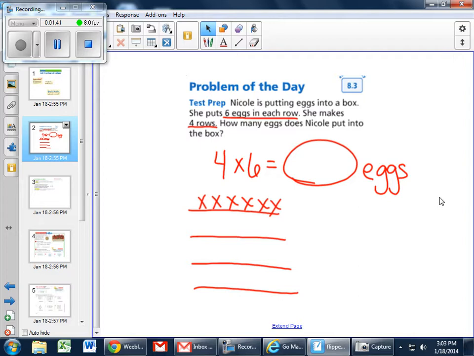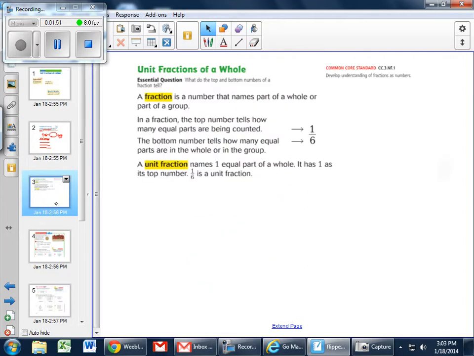As we are looking at our math lesson today, we're going to use fraction and unit fraction as our vocabulary. I've split some of my pages up, so make sure you're following along carefully to know which page we're on. We're going to look at page 315, unit fractions of a whole. What do the top and bottom numbers of a fraction tell? A fraction is a number that names part of a whole or part of a group. So a fraction is a part.